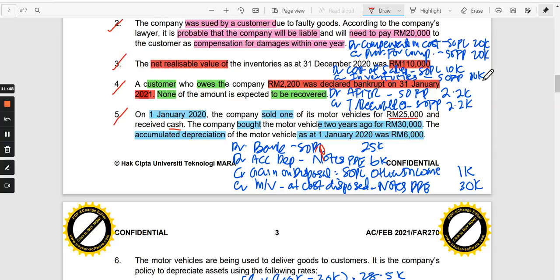The carrying value here is 30,000 cost minus the accumulated depreciation 6,000, so it would be 24,000. So that 24,000, if you compare with 25,000, there was a gain of 1,000. So the 1,000 gain will be shown as other income in your SOPL. This 25,000 will be shown in the SOFP as an increase in bank. This will be in the notes to the account, and this will also be shown in your notes to the account as the movement of PPE in the PPE schedule.